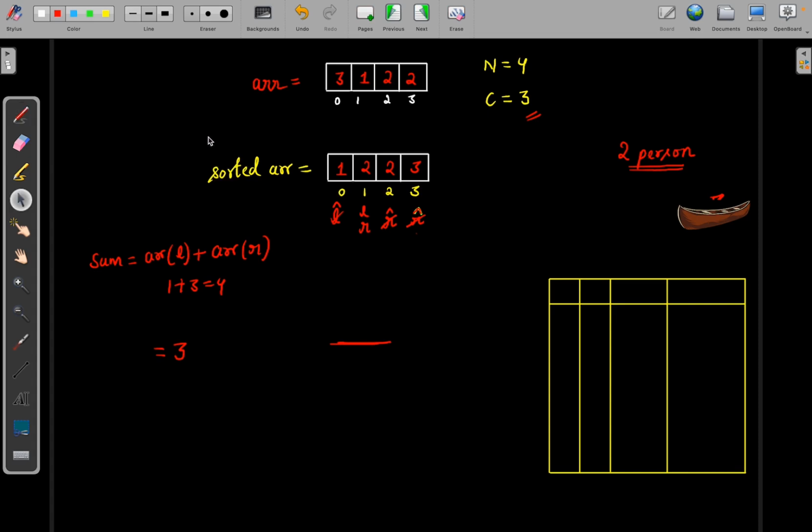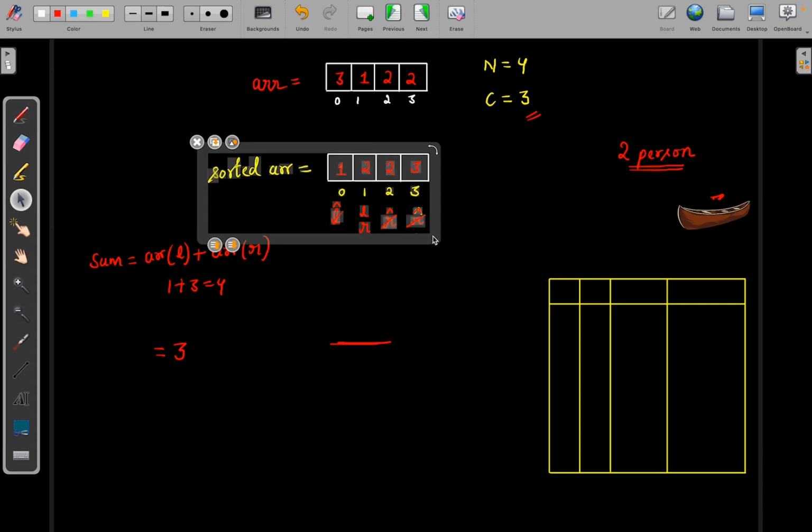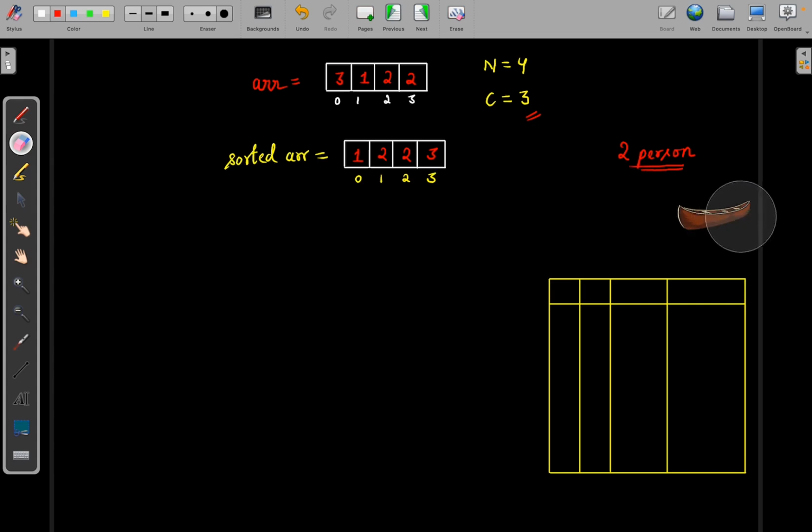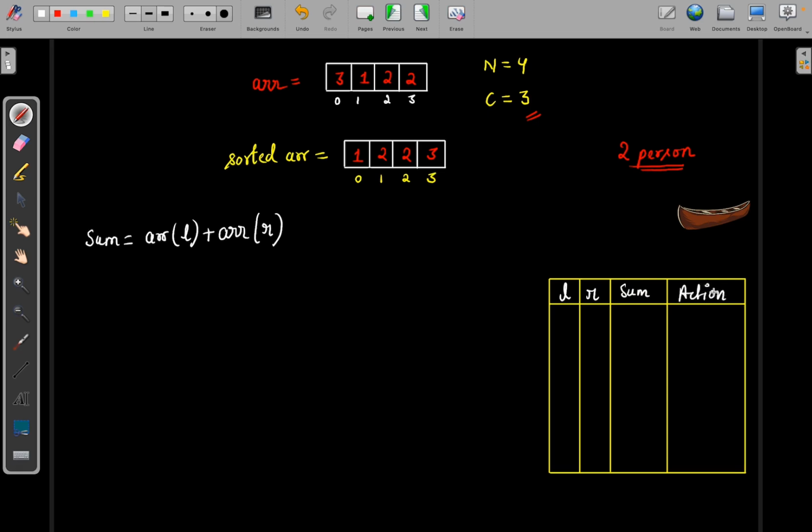Okay, so now let's see. Should we take a better example, a more enhanced one? Let's just complete this example first. I will simply go through it. So what we are doing is taking sum equals ARR of L plus ARR of R, right? And let me write the numbers. So left pointer, right pointer, we will calculate the sum and we will take the action. I have an L pointer here and R pointer here.